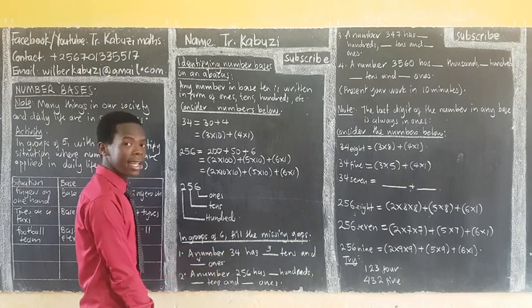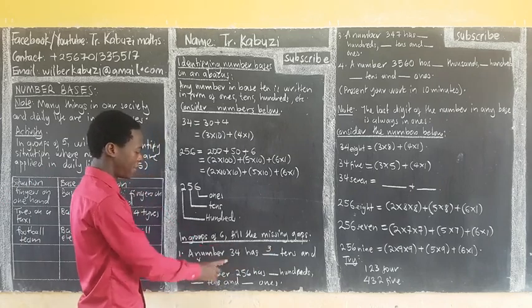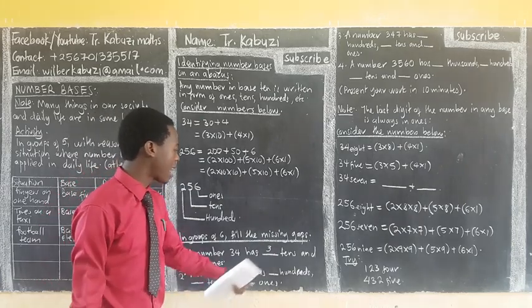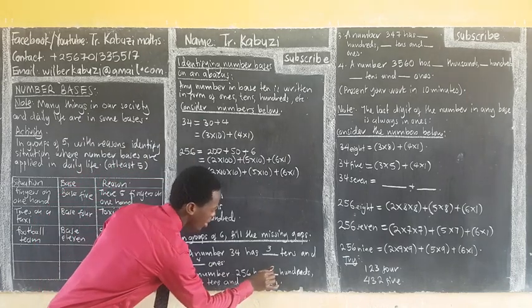This 3 is in tens, so meaning we have 3 tens. Then this 4 is in ones, so meaning we have 4 ones. A number 56 has, they are telling us, 2 hundreds.